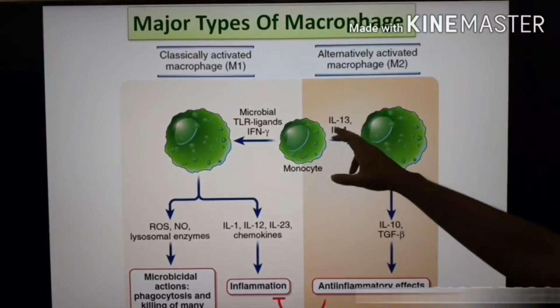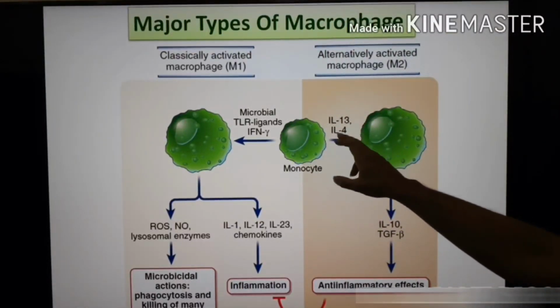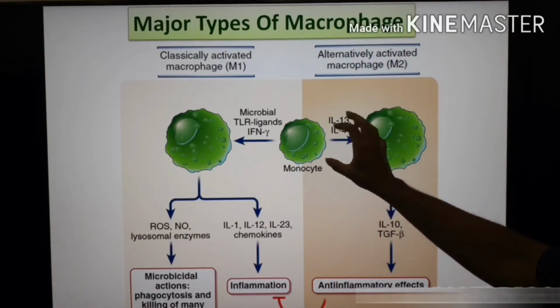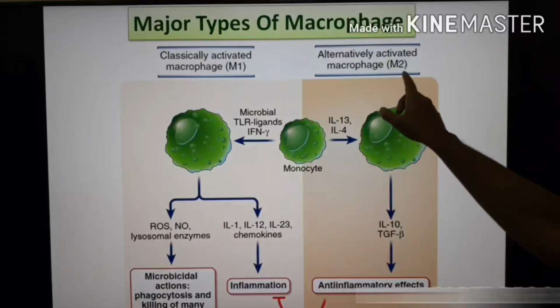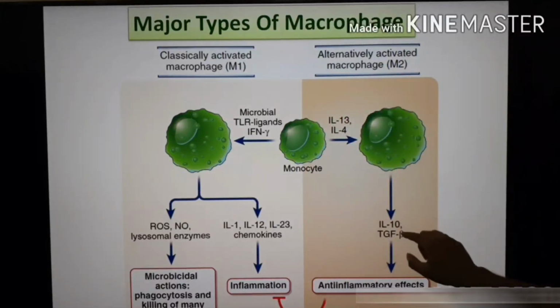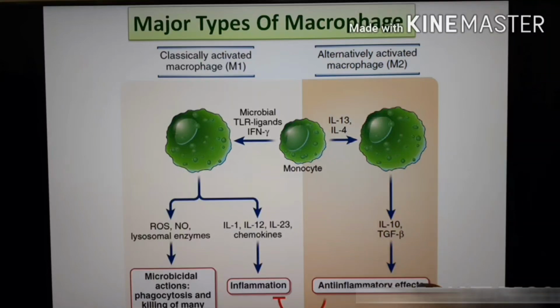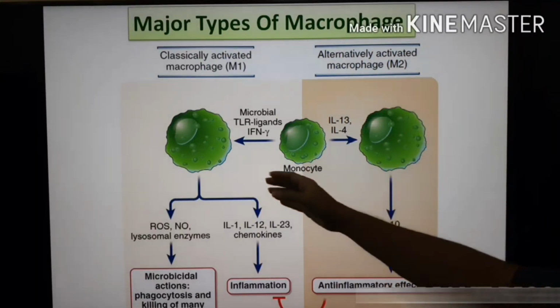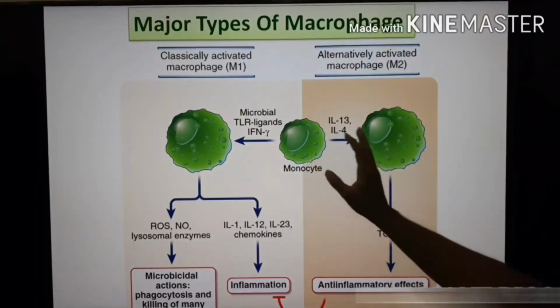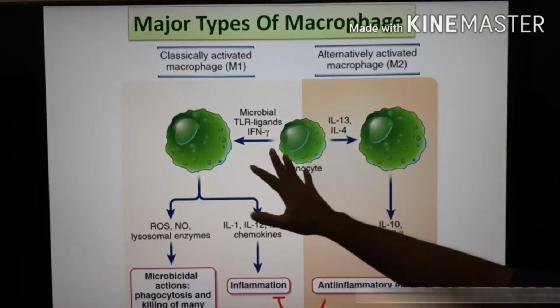But cytokines like IL-13 and IL-4 are produced by the Th2 subtype of Th cell. So this is Th1 and this is Th2. That's called M2. These cells produce IL-10 and TGF-beta, and these two cytokines are anti-inflammatory cytokines. So this cell repairs tissue and this cell kills the pathogen. So the two macrophages perform opposite functions.